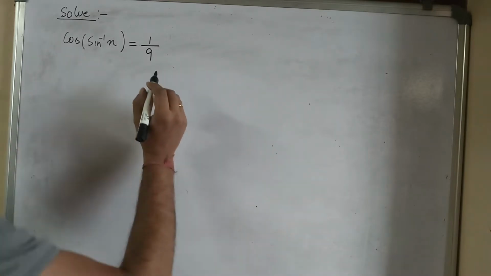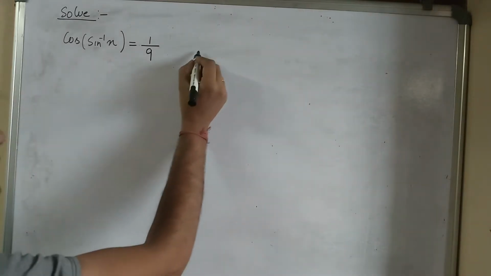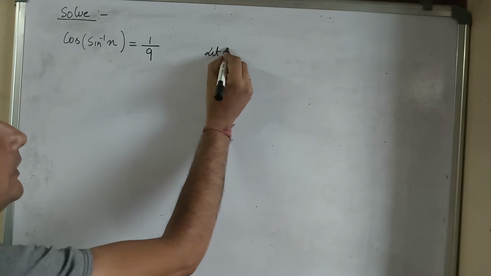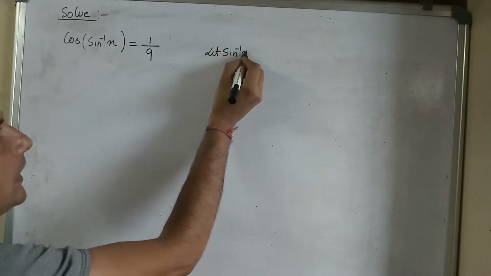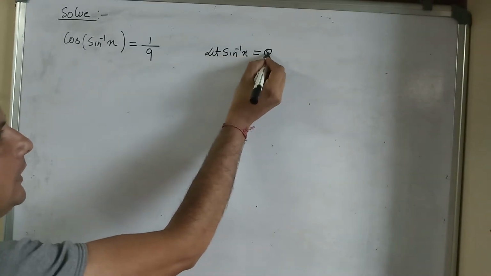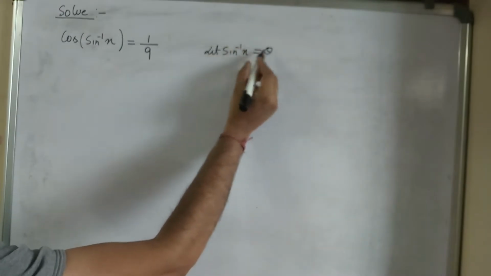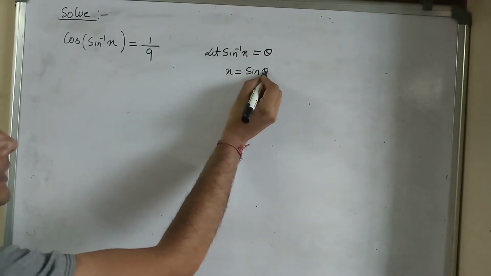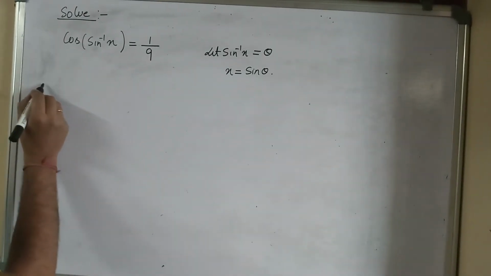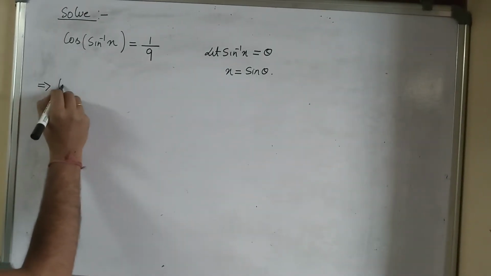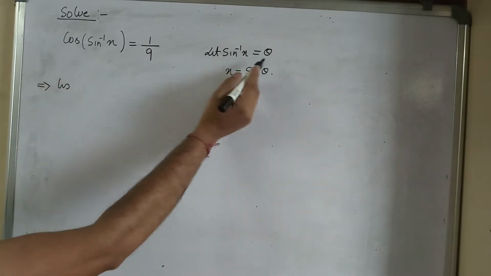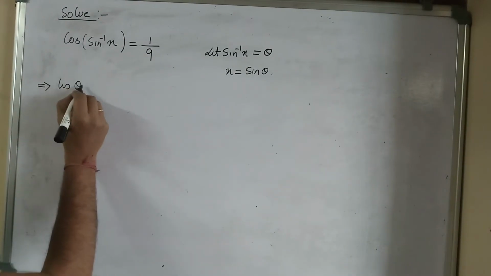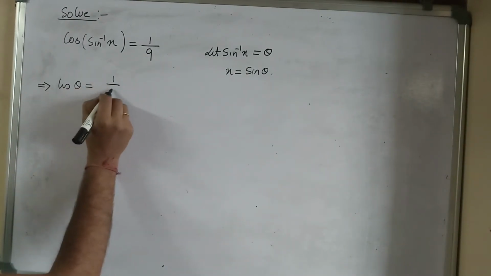Now let's see how to use the method of substitution for this kind of question. Let sine inverse x equals theta. Then if I bring the sine over here, x equals sine theta. Now cos of this entire quantity, which is theta, equals 1 over 9.